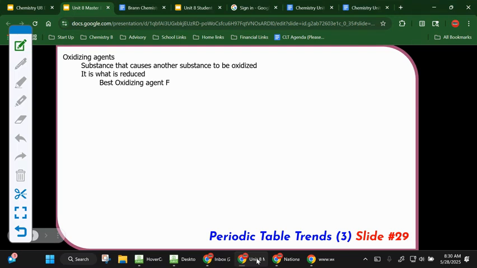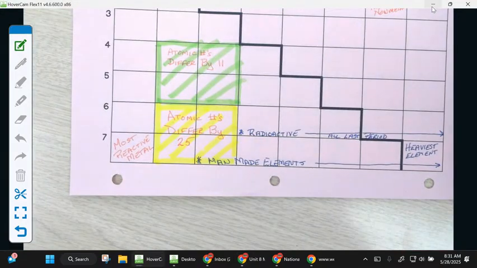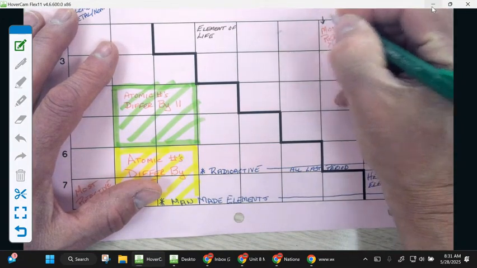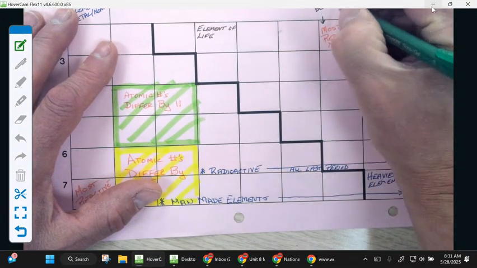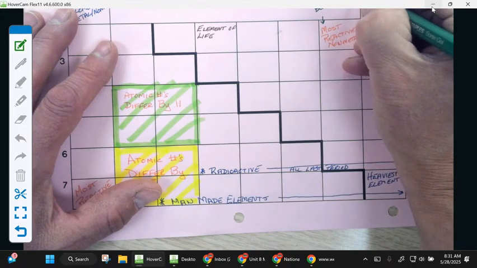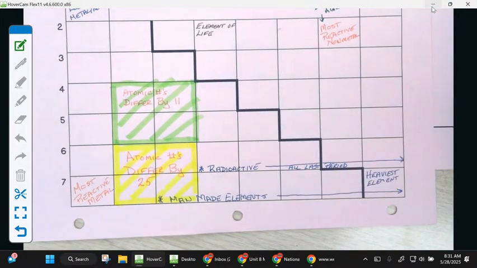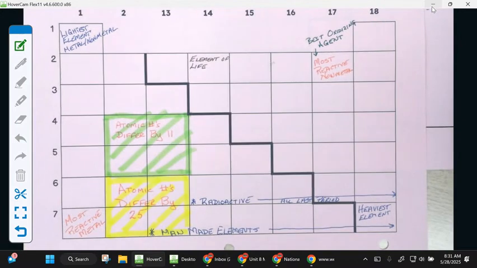So again, on this periodic table this time, ladies and gentlemen, that spot for fluorine, we are going to put down that this spot, fluorine, is the best oxidizing agent. That is the best, sorry, I'm writing it above where you can see. That is the best oxidizing agent. So where is the best reducing agent? Francium. Francium is the best reducing agent.